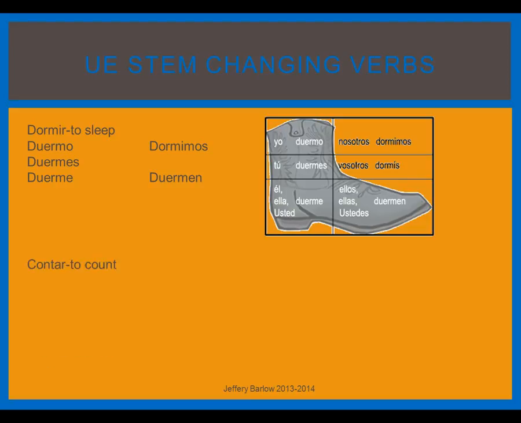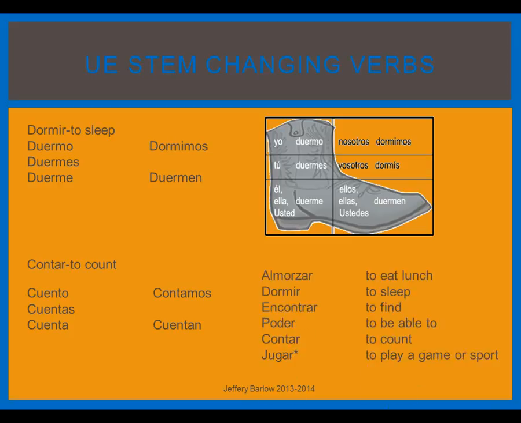Now you try contar. The conjugations of contar are cuento, cuentas, cuenta, contamos, cuentan. Again, contamos is outside of the boot, so it does not change O to UE. Some common verbs that you'll come across in your class that are UE stem changers are almorzar, dormir, encontrar, poder, and jugar.